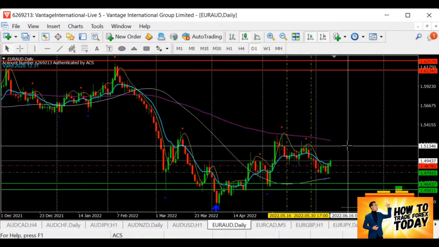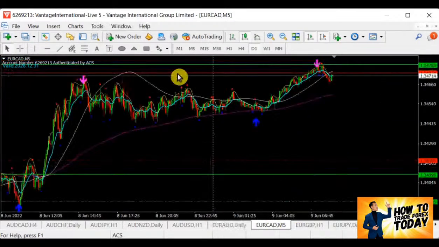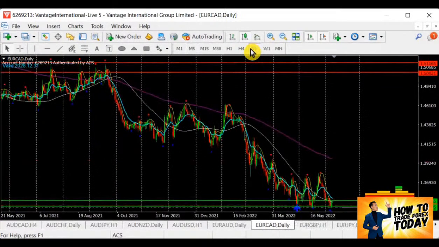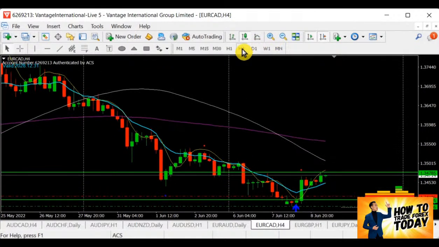Tentatively for Euro Aussie, I would say there's about 100 over pips to go. So I will say that Euro Aussie is good for buying, not for selling. Okay, so how about Euro CAD? Yesterday we were talking about it, and Euro CAD is good for buying as well. So tentatively, are we still on the buying side? Yes, we are still on the buying side.